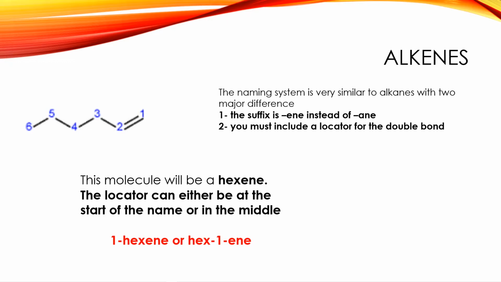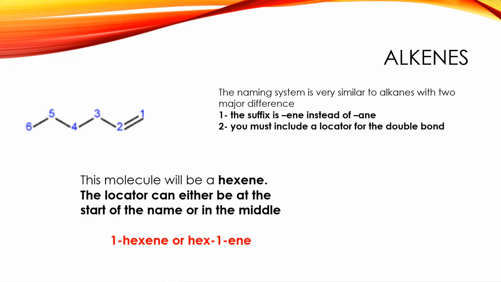Fairly simple. So same as with the alkanes, there are 6 carbons, which means the prefix is going to be hex. Because of that double bond, it is an alkene, so we put an ene at the end, and then we need to put a locator somewhere. With this locator, you can put it either at the start, which is kind of what we've been doing with our methyl groups and our ethyl groups and all the alkyl groups. So in that case, it would be 1-hexene.